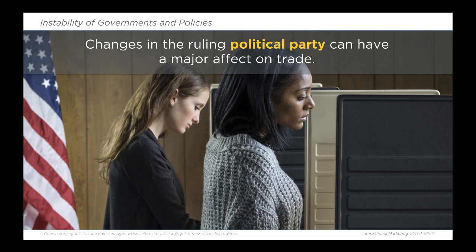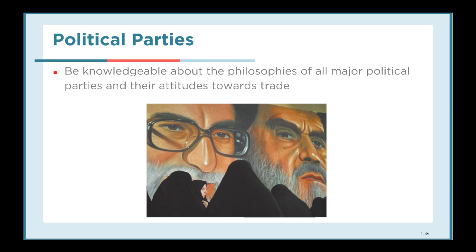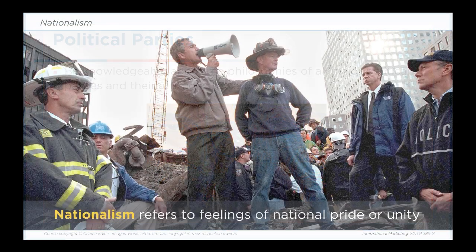And we've heard a lot from China, from Mexico, about how they're a little concerned about what exactly Trump's election is going to mean for them and the trade that they're currently doing in the U.S. So if change in political parties can bring about volatility, then it stands to reason we need to understand what the motives and philosophies are for all the key political parties in a place where we want to trade.